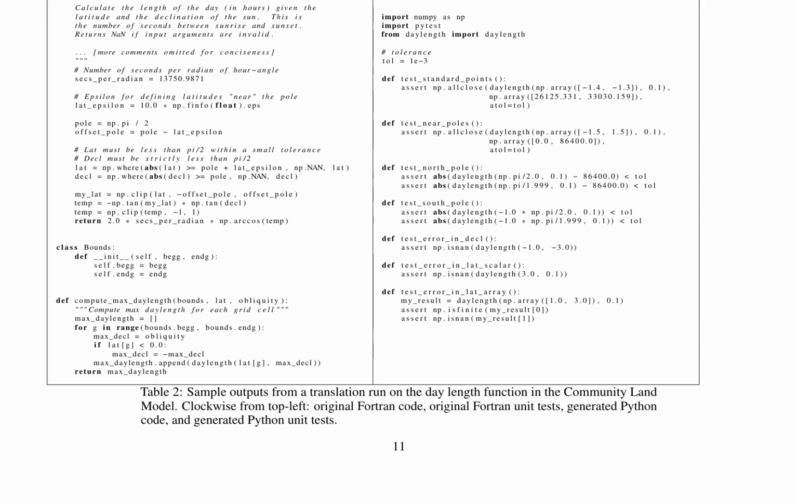In addition to the daylight length function, there is a class named bounds in the Python code. This class has a method called compute_max_daylength, which computes the maximum daylight length for each grid cell in a given range of latitudes and declinations. The table provided shows sample outputs from a translation run on the day length function in the community land model. It includes the original Fortran code, original Fortran unit tests, generated Python code, and generated Python unit tests.